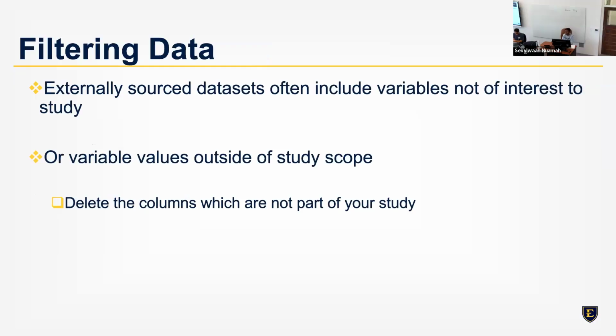So what we are supposed to do when we get our data, either by ourselves or from an external source, is to always filter the data to see how the data looks. What are some of the variables in the data that will help me answer my research questions? And what are some of the variables that are in the data, but I did not need? With them, you just have to delete those variables.